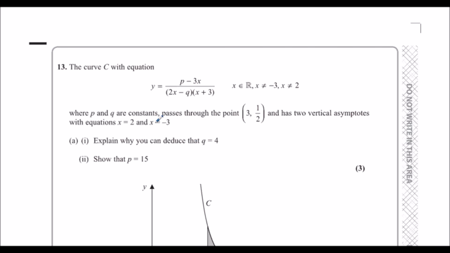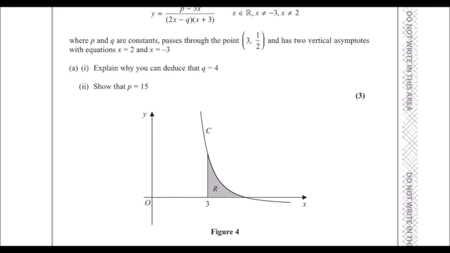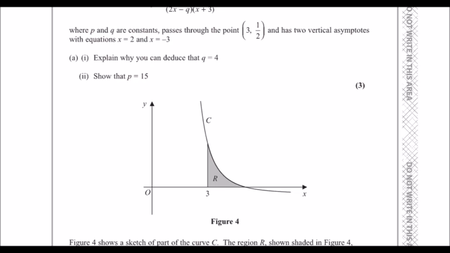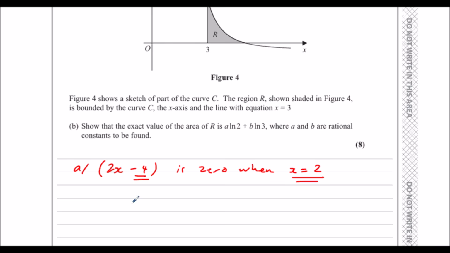So these asymptotes are going to be where we can't divide by 0, or dividing by 0 is undefined. So x is -3, that makes this bracket 0, and if x is 2, q has to be 4. So if q is 4, it makes x 2. So 2x minus 4 is 0 when x equals 2.